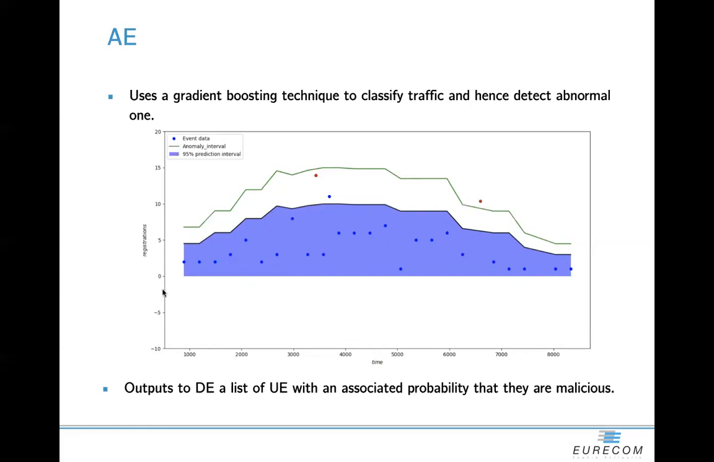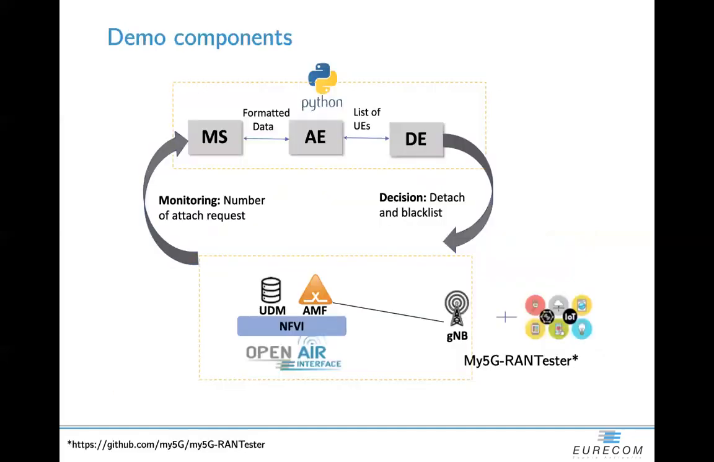In this case, the analytical engine will send output to the decision engine containing the list of user equipment with a suggested probability that they are malicious. So for the demo and to implement this, all three components of MonB5G are implemented using Python code. And the analysis engine, as I said, uses this gradient boosting machine learning algorithm.